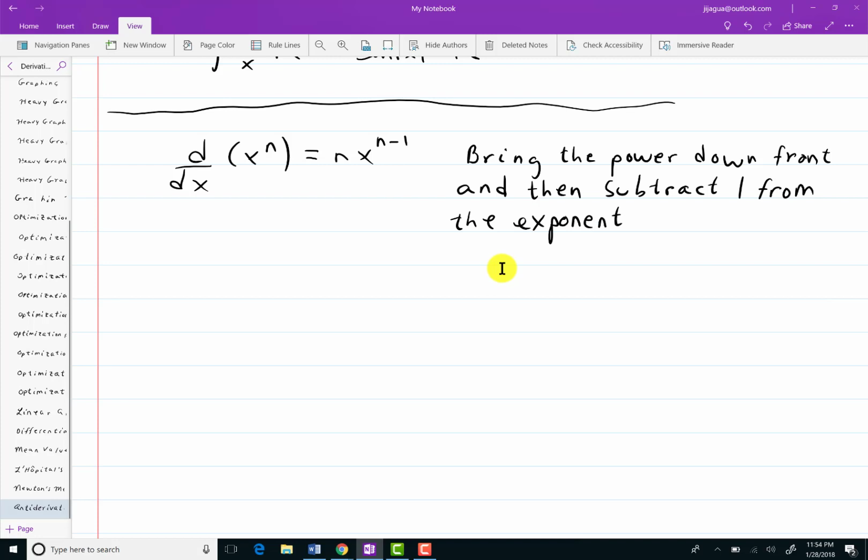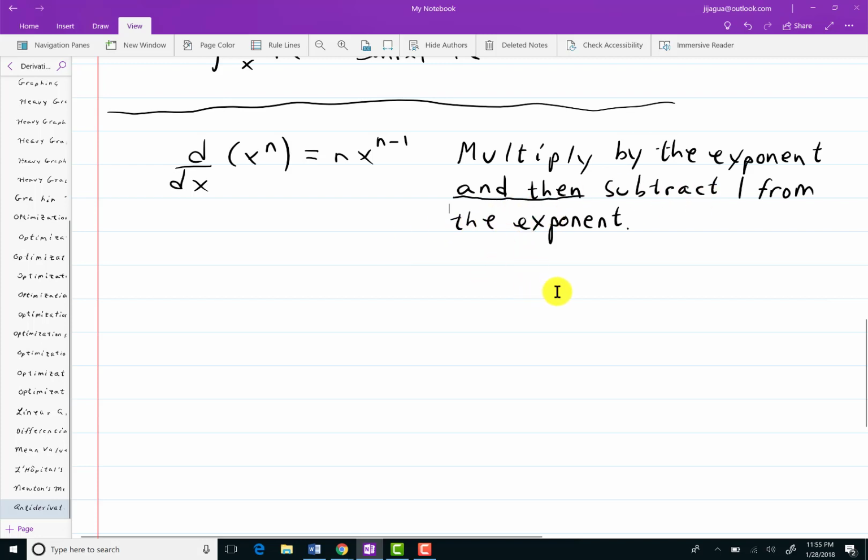Now I have to rephrase this so that I can do a reversible operation. Bring the power down front is not as reversible as you think it is. So let me get rid of that statement and make it more mathematical. What we really did is we're multiplying by n. So the very first thing we do is multiply by the exponent, and then subtract 1 from the exponent.